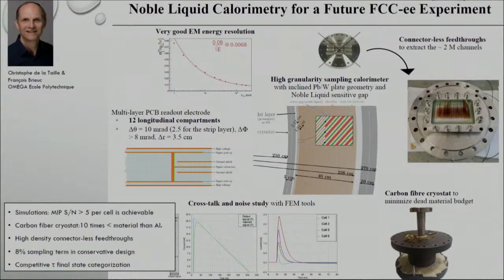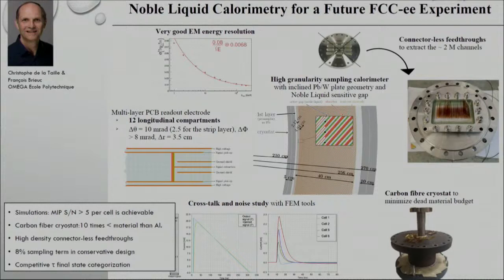Also, different electrode configurations have been studied to minimize the crosstalk. They have shown that they think they can reach a signal-to-noise ratio of 5 for MIPs per cell. They have also been looking at a carbon fiber cryostat, which could decrease the amount of material in front of the calorimeter by a factor of 10 compared to an aluminium cryostat, which sounds amazing.